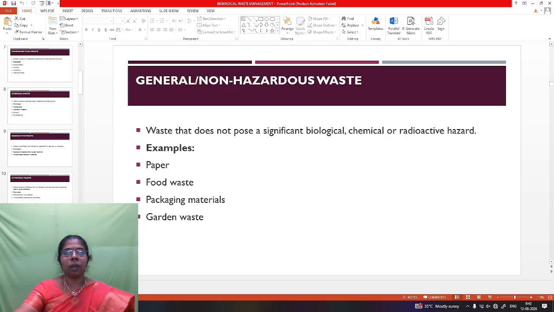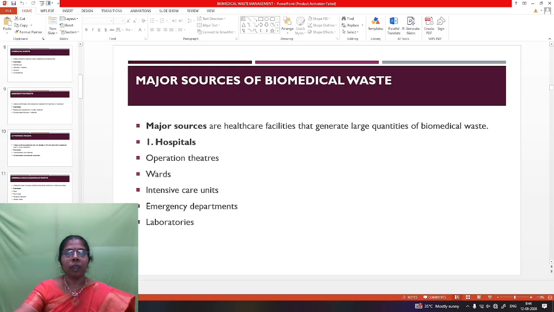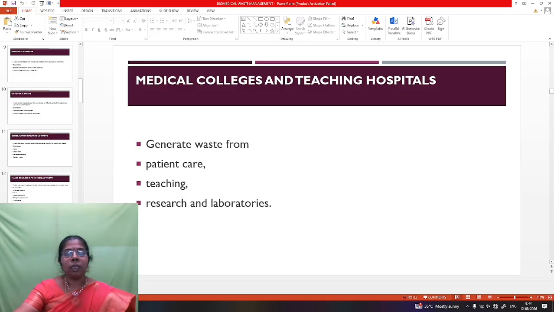The next type of waste is general or non-hazardous waste. General or non-hazardous waste does not pose a significant biological, chemical or radioactive hazard. For example, paper, food waste, packaging materials and garden waste. And next is the classification into major and minor sources. Major sources of biomedical waste are healthcare facilities that generate large quantities of biomedical waste: hospitals, that is operation theatres, all types of wards, intensive care units, emergency departments and laboratories. Medical colleges and teaching hospitals are also considered major sources of waste.